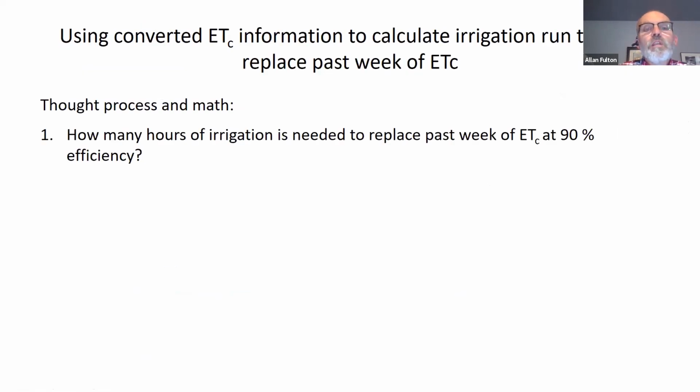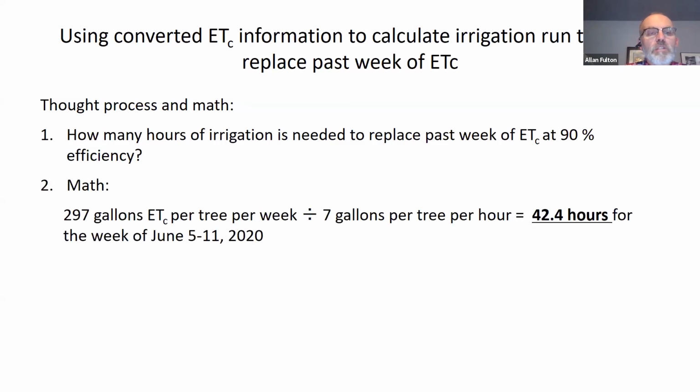So using the converted ET in gallons per tree, let's calculate the irrigation runtime to replace the past week of ETc. Thought process: how many hours of irrigation are needed to replace the past week of ET at 90% efficiency? The math: 297 gallons of ET per tree divided by 7 equals a little over 42 hours, 42.4 hours for the week of June 5th through the 11th to replace that water that was used by ET.